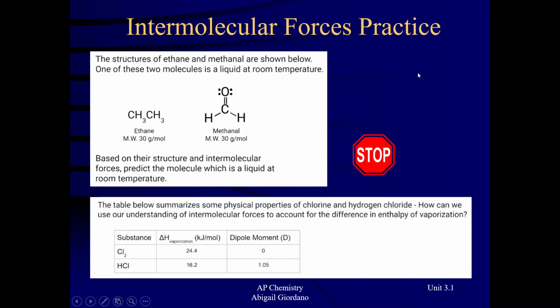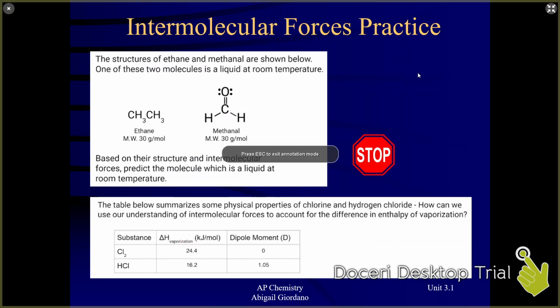There's a second problem here. Again, if you'd like to try it on your own, you can. I'm going to talk through it though. It says, the table below summarizes some physical properties of chlorine and hydrogen chloride. How can we use our understanding of intermolecular forces to account for the difference in enthalpy of vaporization?